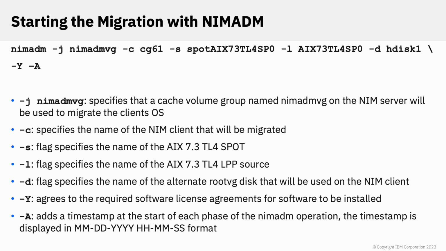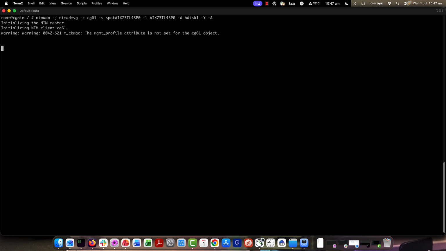One of the biggest advantages of NIM-ADM is that it performs the migration on an alternate copy of the client's RootVG, so the system remains up throughout the process, and you only need to reboot at the end to activate the new OS. Okay, so we're going to start the NIM-ADM migration now. We're on the NIM master here, cgnim, and we run the NIM-ADM command.